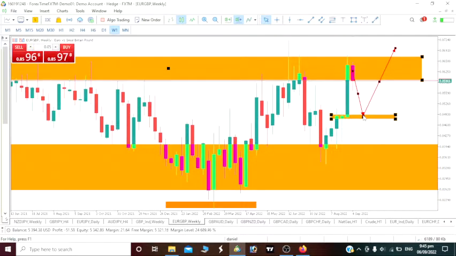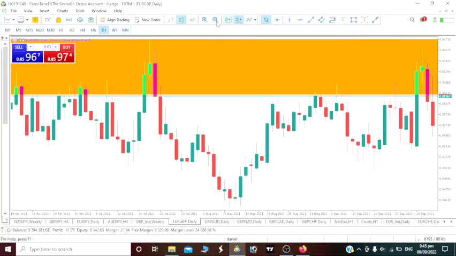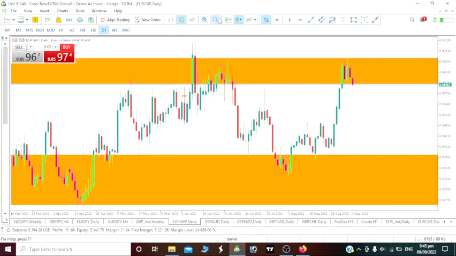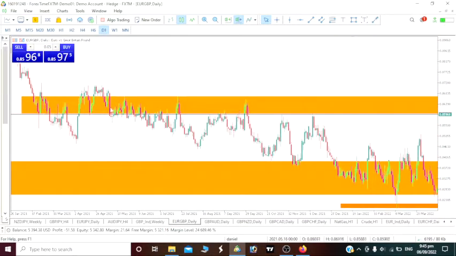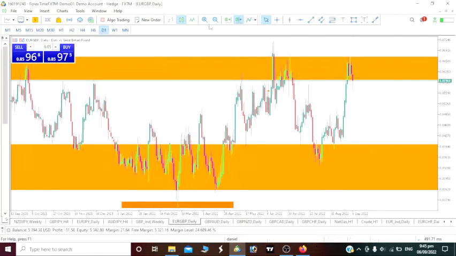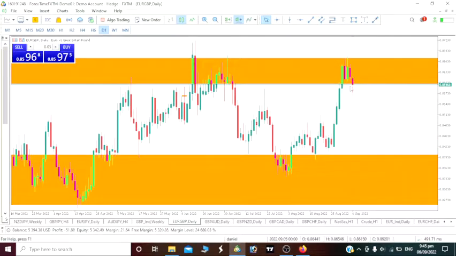So Euro GBP on the weekly time frame, we are expecting a drop, then a rally movement upward. A drop first, then a rally movement upward. Now on the daily time frame, I highlighted some key levels here. We can see this level, hitting this level and dropping. It's also hitting this level and dropping, and now it is at this level.